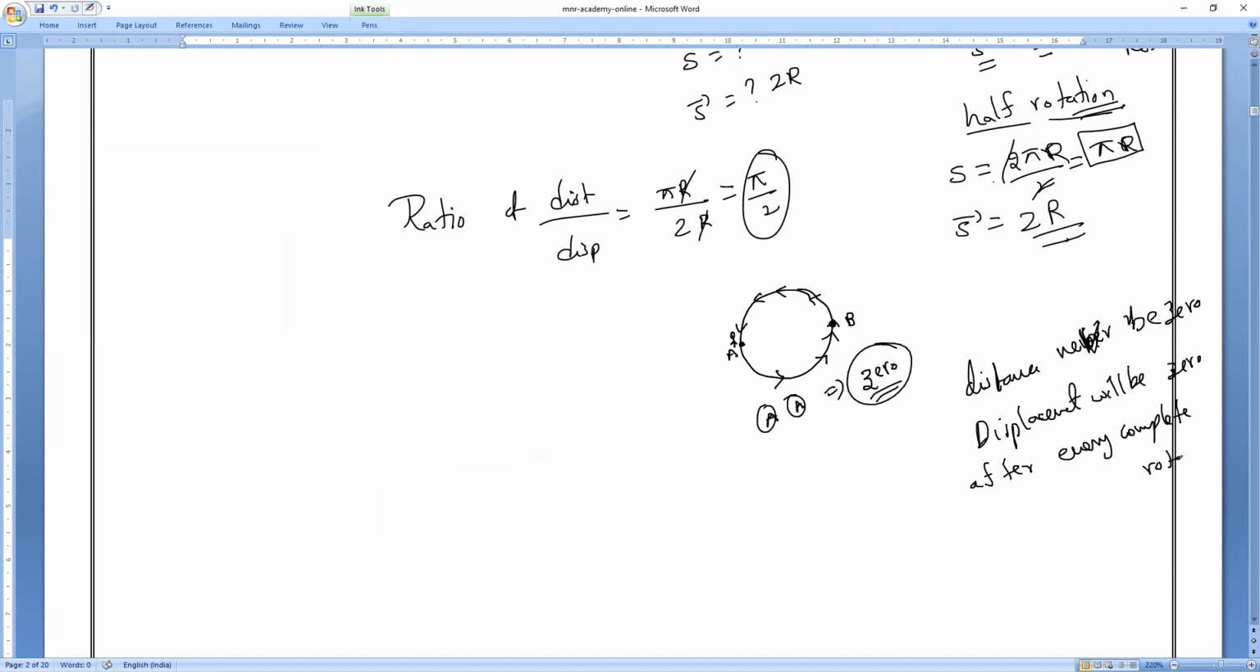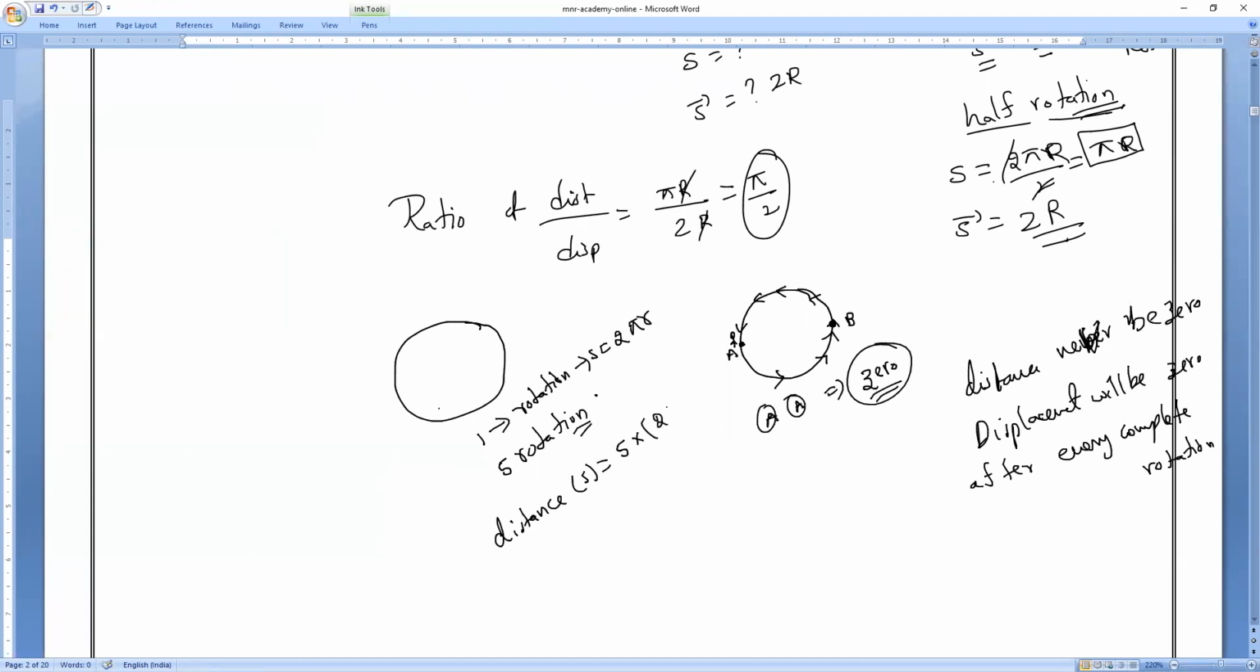Clear? All of you. Now, for example, I am having a circular track. Now, I totally made 5 rotations. Can you tell me what is the distance traveled by me? For one complete rotation, what is the distance I will travel? 2 pi r. Yes or no? Now 5 rotations, that means 5 times 2 pi r, which is equal to 10 pi r. Clear, everybody?